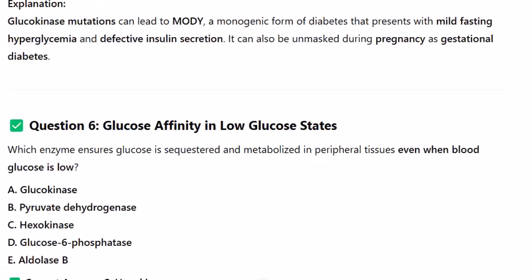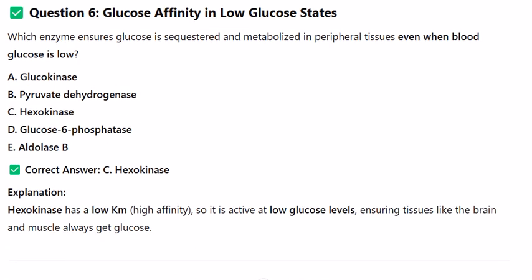Question 6. Glucose affinity in low glucose states. Which enzyme ensures glucose is sequestered and metabolized in peripheral tissues even when blood glucose is low? A. Glucokinase. B. Pyruvate dehydrogenase. C. Hexokinase. D. Glucose-6-phosphatase. E. Aldolase B. Correct answer, C. Hexokinase. Explanation: hexokinase has a low Km, high affinity, so it is active at low glucose levels, ensuring tissues like the brain and muscle always get glucose.